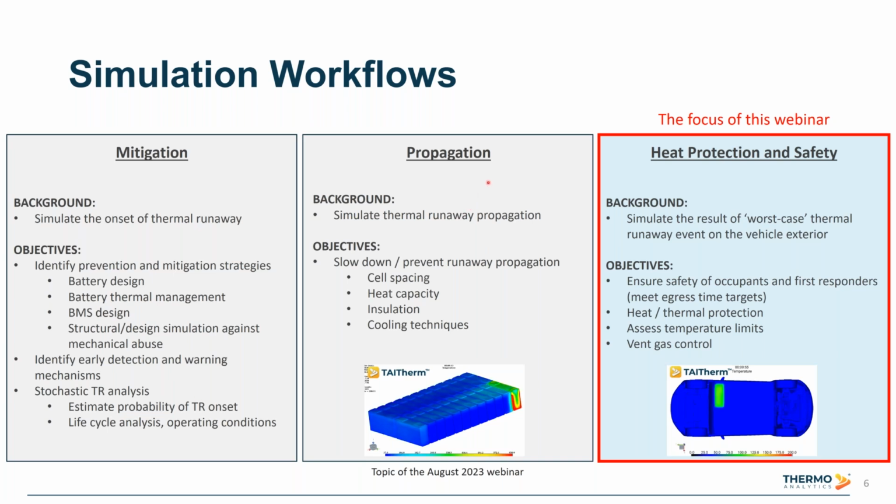We're actually trying to resolve the physics of propagation within the battery pack. So the propagation of thermal runaway from cell to cell within your battery pack. The objectives here are to optimize the battery design. So slow down runaway propagation or stop it completely early on within the onset of runaway. We're looking at things like cell spacing, so the thermal resistance, heat capacity of heat sinks, insulation between the cells and within the pack, and cooling techniques for after the onset of thermal runaway has been detected.